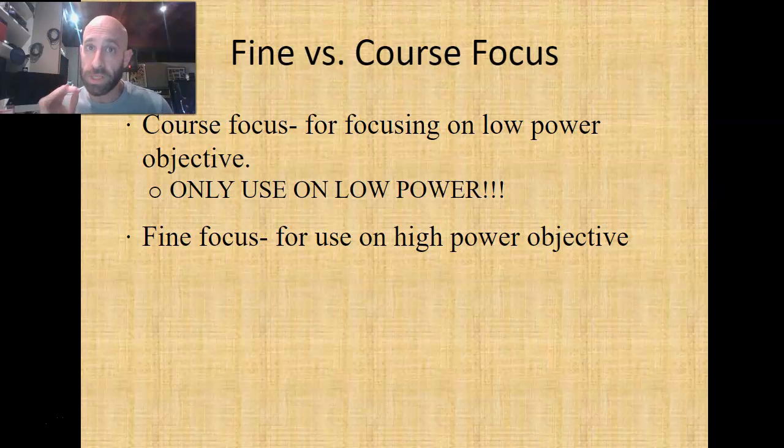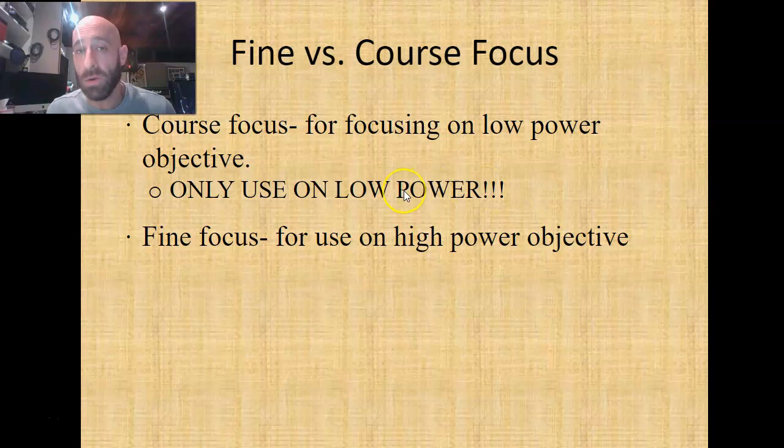So you always start in low power. When you're in low power, you're going to use the coarse adjustment knob, and then when you get it in focus, at that point, you're going to stop using the coarse adjustment knob, and you're going to use the fine adjustment knob to kind of get it in that last little bit in focus. So coarse adjustment is the initial, and then fine adjustment is just to kind of fine tune it so you can really see what's under the microscope.